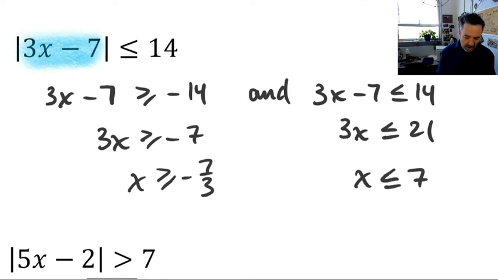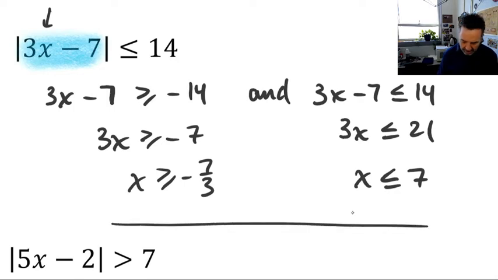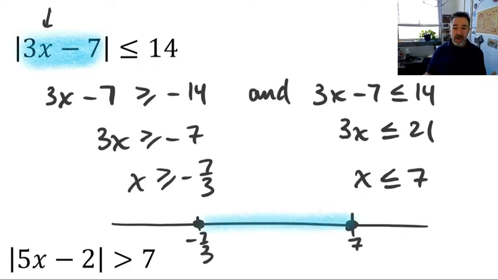So all the x values that work live on the number line. Here's the number positive 7. Negative 7/3 is like negative 2 and 1/3, so I'll just write it as negative 7/3. It can be these endpoints, so I'll make it a solid. It can be these endpoints, or anything that connects in between. So those are where all of my x values work.